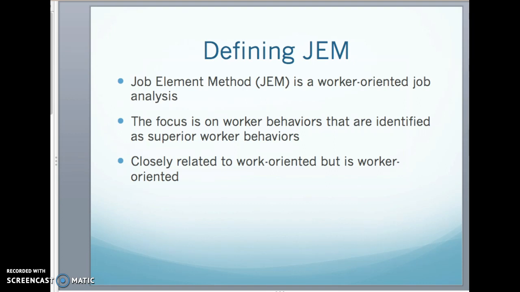It is used to determine the behavior of workers, to identify superior workers in a particular job, and to identify workers' eligibility for the job. The job element method is very useful in developing work sample tests for selection. For example, it can be used as a screen-out tool if there are particular items that are necessary for the job, such as being able to stand for extended periods of time. This method is closely related to work-oriented methods of job analysis, but it is worker-oriented.